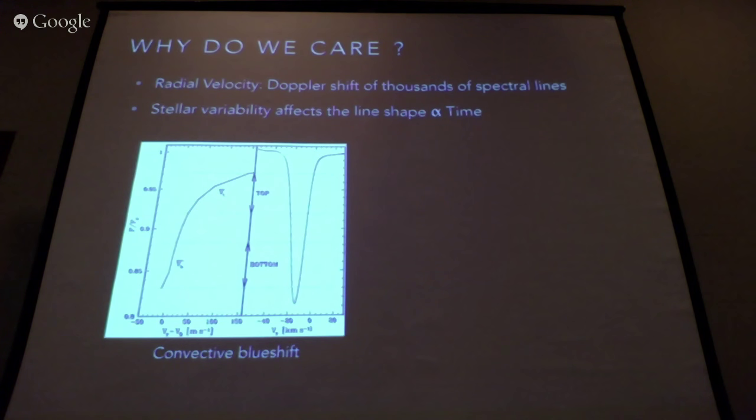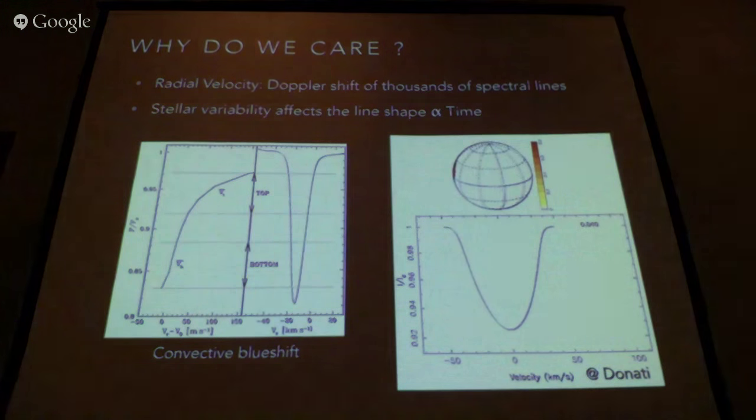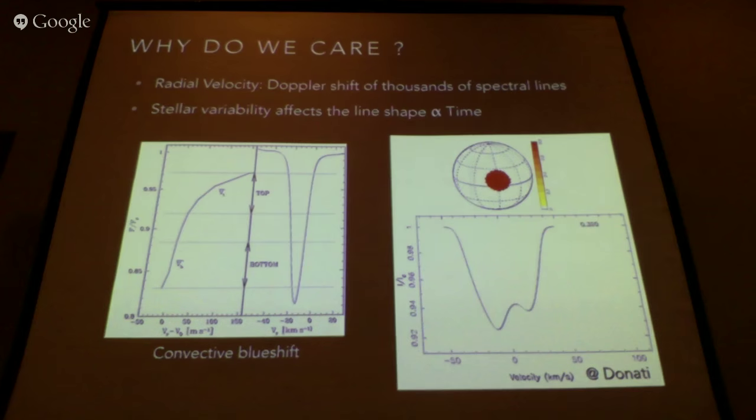For example, you have a convective blueshift at the surface of the star, and if you have spots, they are going to stop this convective blueshift, and so you are going to have some lines that don't have the same shape as the others. Another effect of the spots is that they are going to mask the flux at some part of the radial velocity of the star, and it's going to modify the lines.